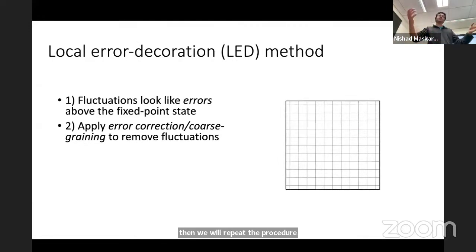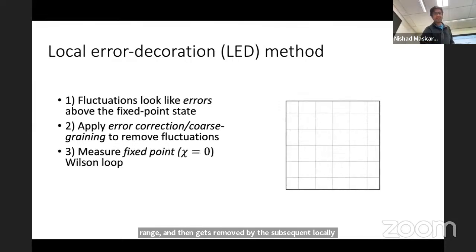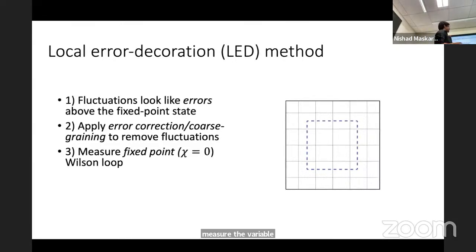So now originally a distance 2 error at the beginning turns into a distance 1 error after doing the coarse graining, and then gets removed by the subsequent local error correction. We repeat this procedure a few times, and then measure the bare Wilson loop operator, the one corresponding to the fixed point. And we see that even though this original state was noisy, after doing this procedure, the bare Wilson loop operator gives us an expectation value close to 1.